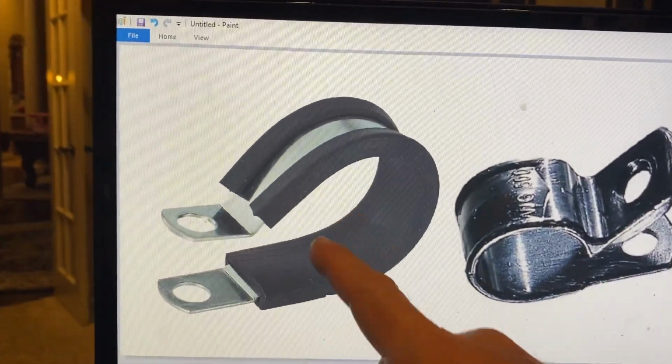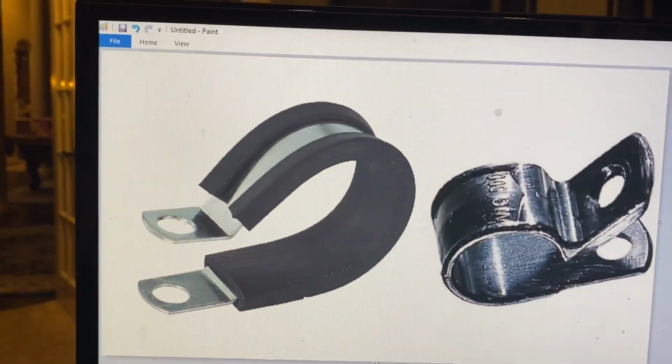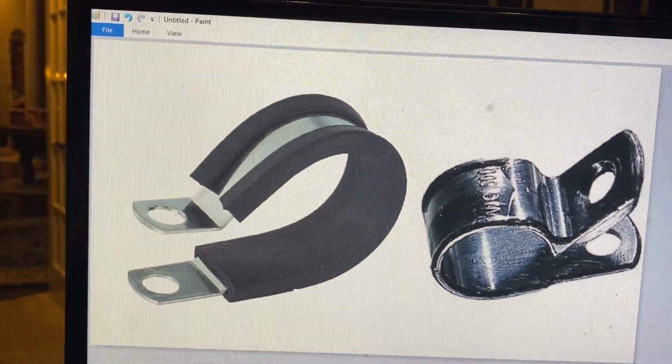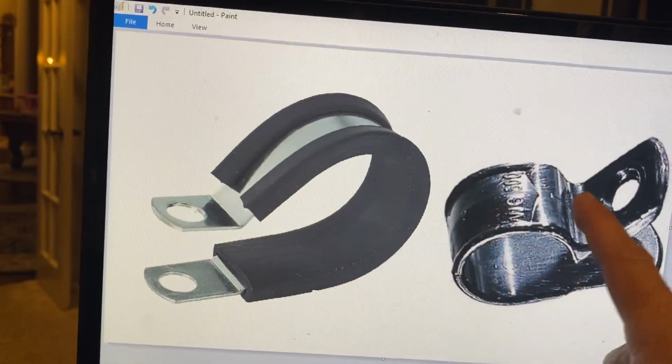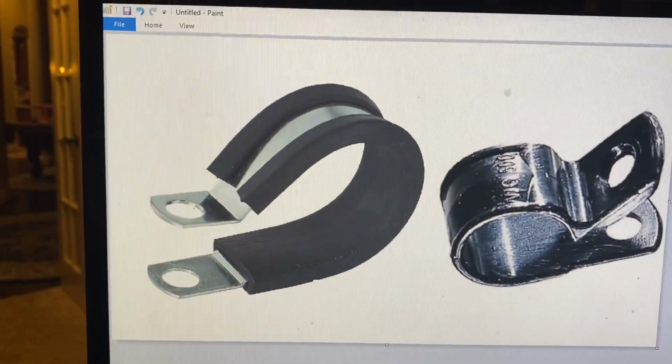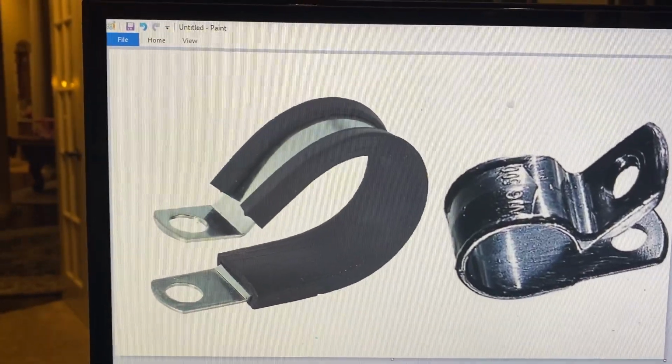The reason I wanted to cover these two real quick is because there were a couple of questions on the FAA test guide. You'll see some questions on the test. So I wanted to cover the difference between a rubber cushion clamp and a bonded clamp on the right side there, so that you'll be able to answer those test questions successfully.